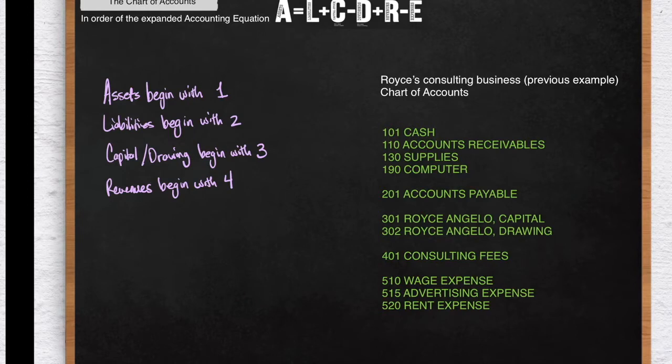Now, you could be working in the accounting department in any business in the United States. And if the account starts with a 1, you know that's an asset. You don't even have to know what the account is. But if it begins with 1, it's an asset. If it begins with 4, you know it's a revenue account or an account that's classified as a revenue. As I said previously, we're going to go over Royce's consulting business once again as an example.